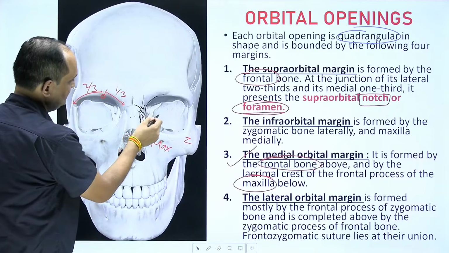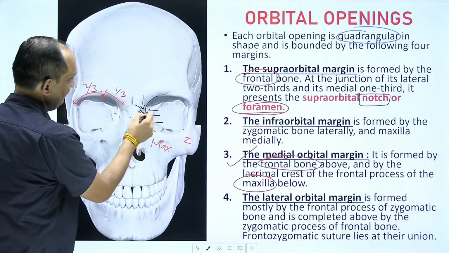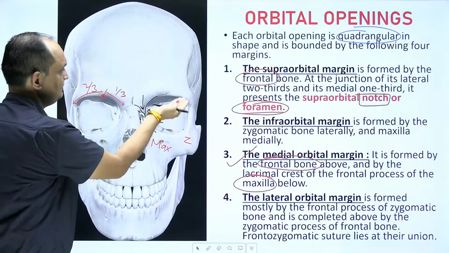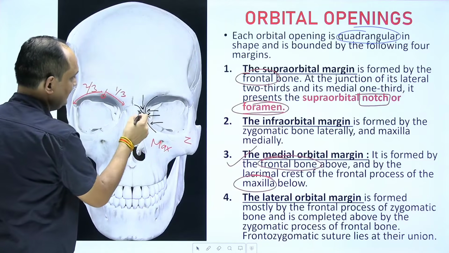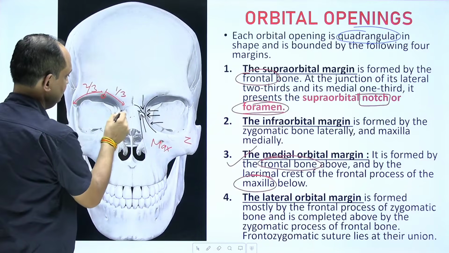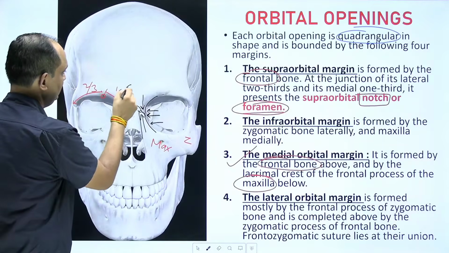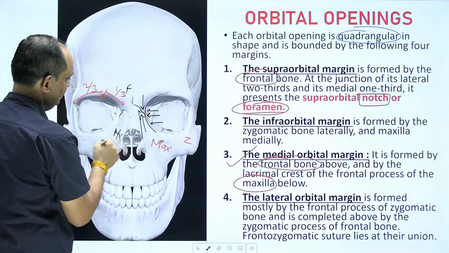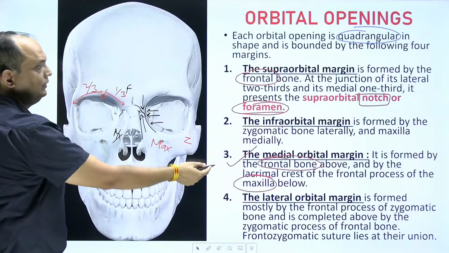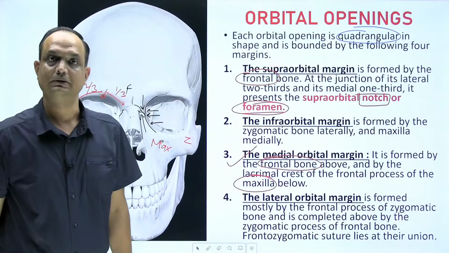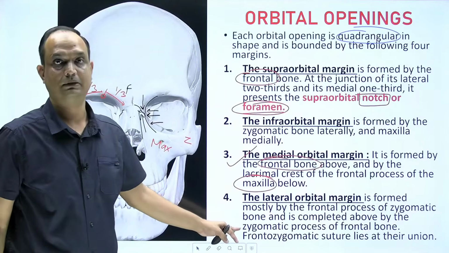So medially, if you will see on the medial side of the orbit, I am not going inside the orbit, I am just talking about the margin. On the margin, you will find there is a suture line between the frontal bone and maxillary bone, and this is going to form medial orbital margin. Now what is the lateral orbital margin?